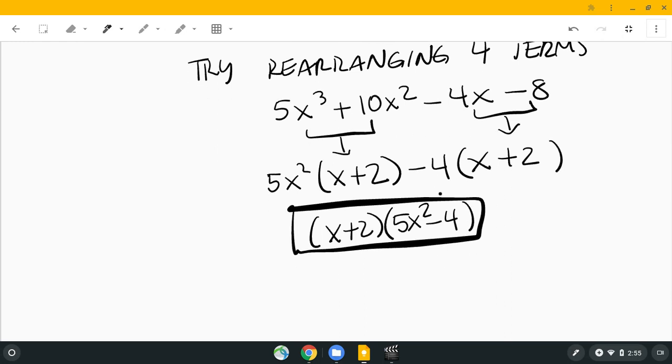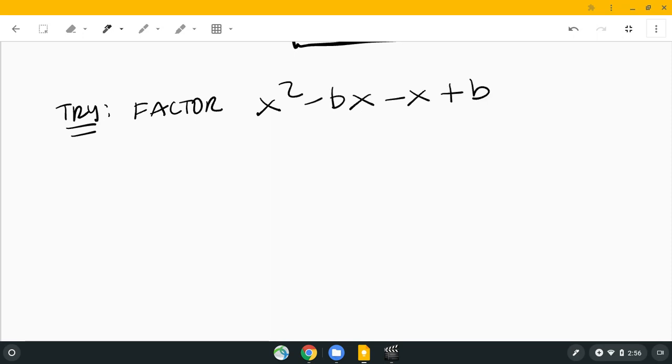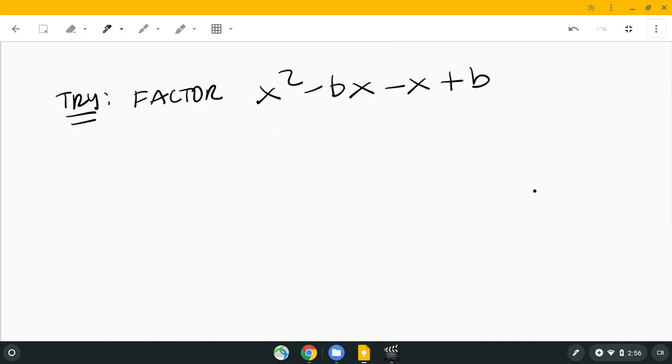All right, I want you to try this one to make sure that you guys have this down. Try this. Factor x squared minus bx minus x plus b. Then hit the pause button and come right back.